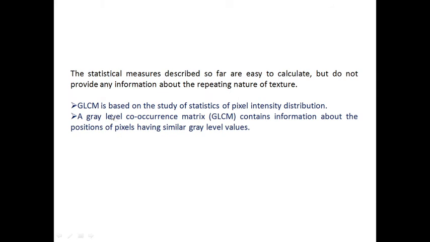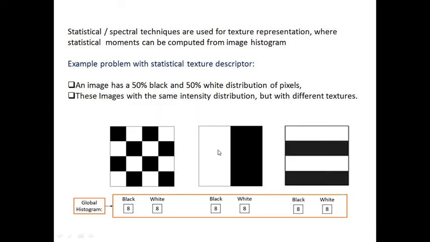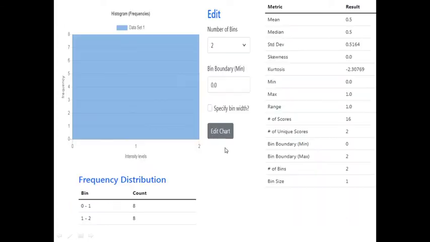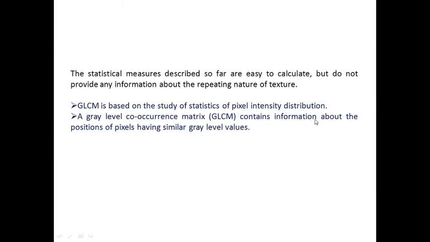So to overcome this, we have a GLCM, that is gray level co-occurrence matrix, which is based on the study of statistics of pixel intensity distribution. That is how the pixels are distributed. A GLCM contains information about the position of pixels having similar gray level values. In a histogram I cannot find the position, but this GLCM contains that information.